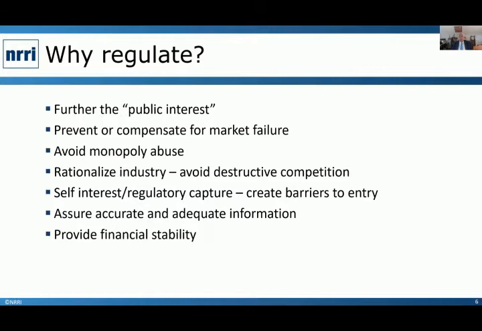The exercise of monopoly abuse in one form or the other, raising prices and restricting supply. Another is to rationalize an industry to the extent that what we have is sometimes called destructive competition in various industries. Regulation also occurs and is sought by entities for their own self-interest. Sometimes this is called regulatory capture, and it often is sought to create barriers to entry for other entities that can compete with the firm seeking regulation.